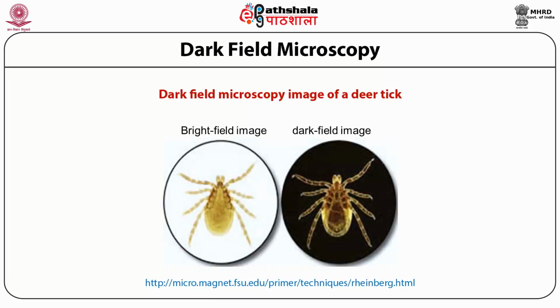As an example of dark field microscopy, here are two images for a comparison taken by a bright field microscope and a dark field microscope of a deer tick. So you see, in the bright field image, the background is bright, whereas in the dark field image, the background is dark. As we understand, in the dark field microscope, there is no light when there is no sample.